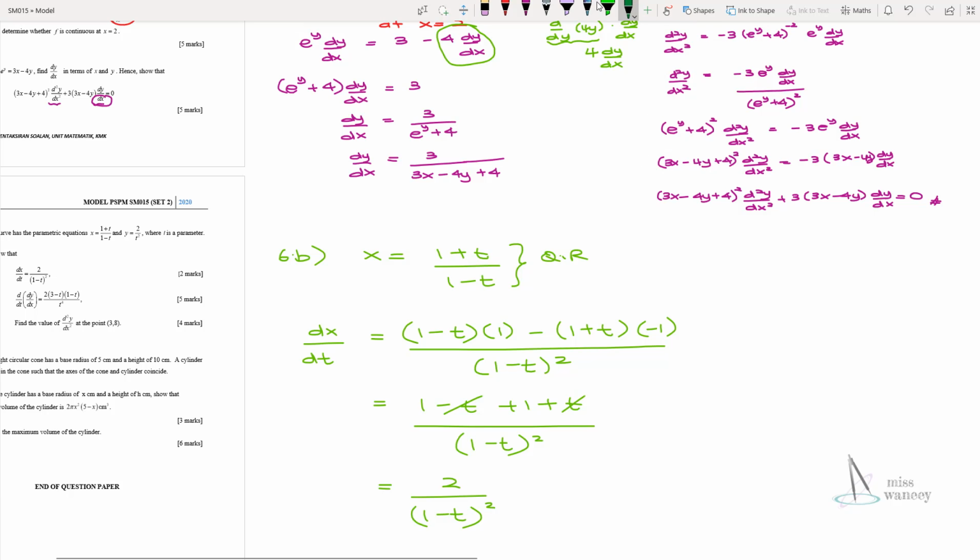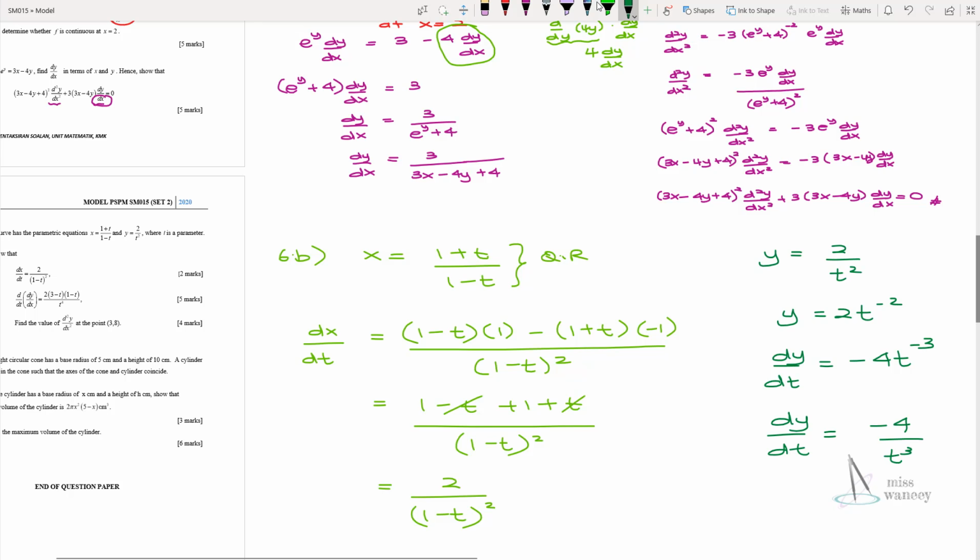So now y is 2 over t square. I'm going to bring them up. So y is 2t to the power of negative 2. So dy over dt, differentiating, bring the power down, so we got negative 4t to the power of negative 3. Or we can say that dy over dt is actually negative 4 over t cubed.